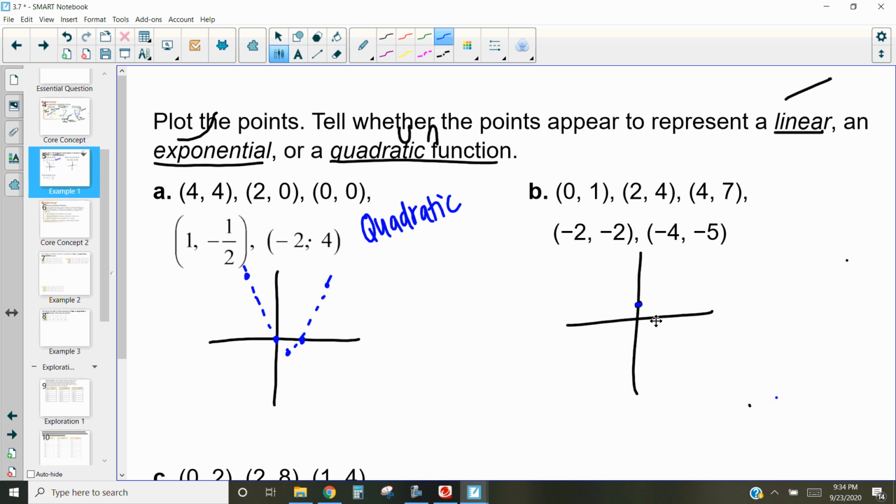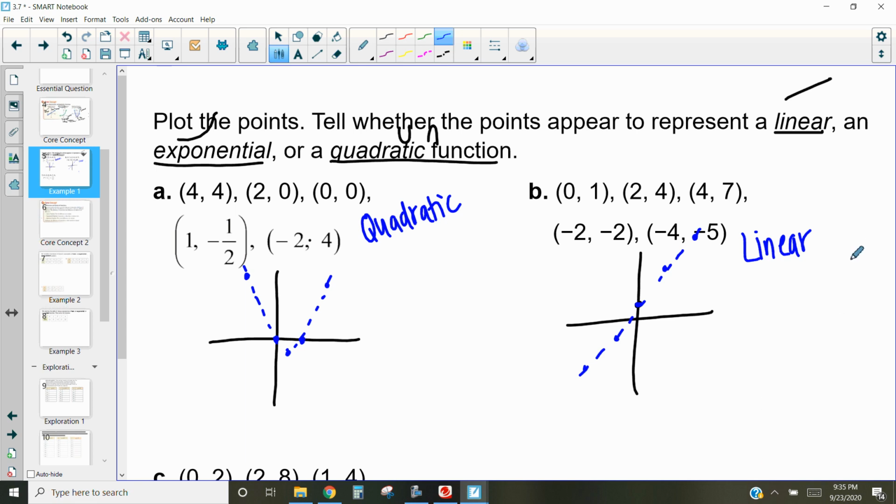I've got a 2, 4. I've got a 4, 7. I've got a negative 2, negative 2, and I've got a negative 4, negative 5. Well, those look pretty linear to me, so these ones are going to be linear. Notice how they look like they all line up in about a straight line there.